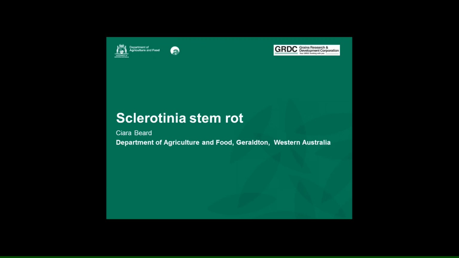So we're going to be speaking about Sclerotinia stem rot, and this disease can infect canola, lupins and other broadleaf hosts, including wild radish and capeweed. But today we're going to be looking at Sclerotinia stem rot in canola.